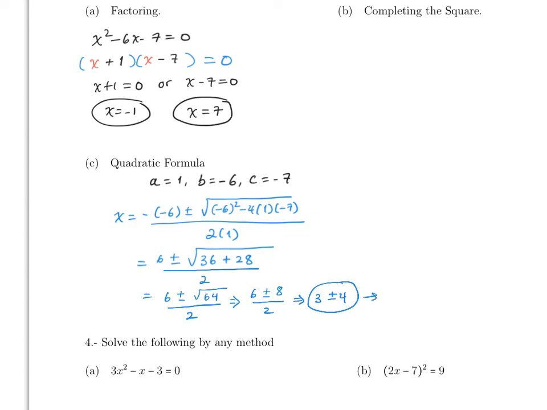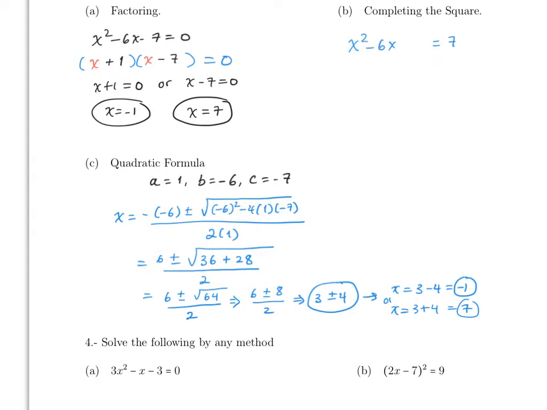Now you can check from here that 3 minus 4 is equal to -1, which is the first answer we got. And the other one is 3 plus 4, which is 7. And that's the second answer we got.